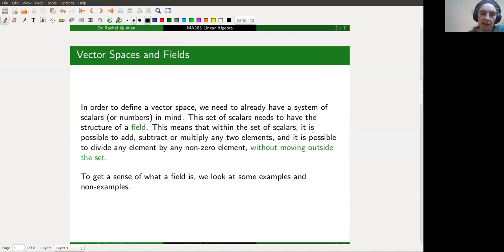And what it means for the set of scalars to form a field is that within the system of numbers that we're working with, we can always add, subtract, or multiply any pair of elements, and the result of that operation should still be within the system of numbers that we're in. And it must be possible also to divide by any non-zero element, so to divide any element by any non-zero element, and the result of that operation still should be within your system of numbers. I don't want to over-abstract this. There are loads of examples of fields that we're all familiar with and have been working with for basically all our lives. And so here are a few examples of fields.